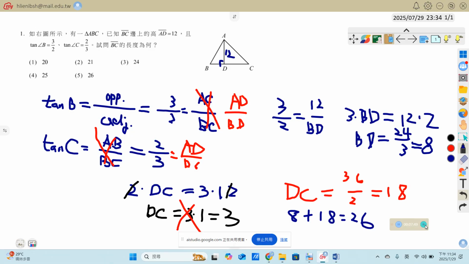How come AC is not the opposite side? AC is not the opposite side for angle B because it's the hypotenuse of the right triangle ADB. The hypotenuse is always the longest side and is opposite the right angle. In the case of angle B, the side opposite it is AD.